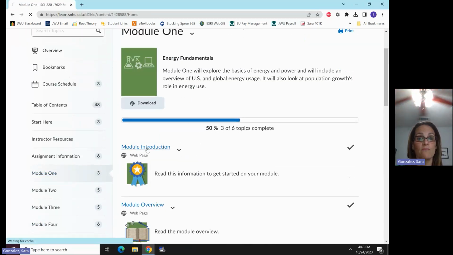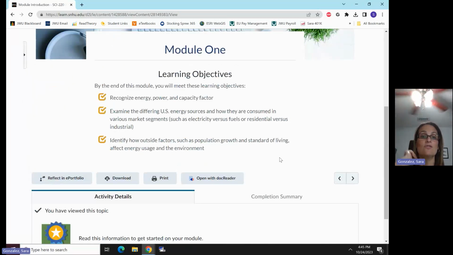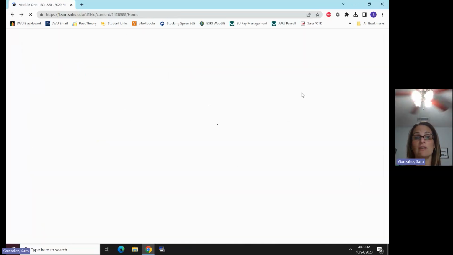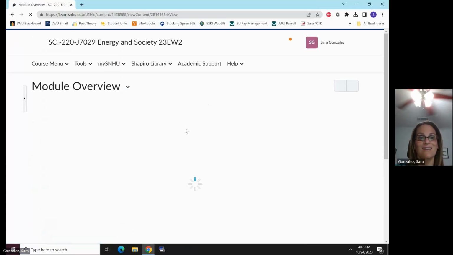So here's the introduction to the course topics. Looking at the learning objectives, we're going to recognize energy, power, and capacity. We're going to examine different types of energy sources, electric fuels, and residential versus industrial use, and how factors like power or population growth are going to affect our usage and our standard of living. The overview is just that, an overview of everything.